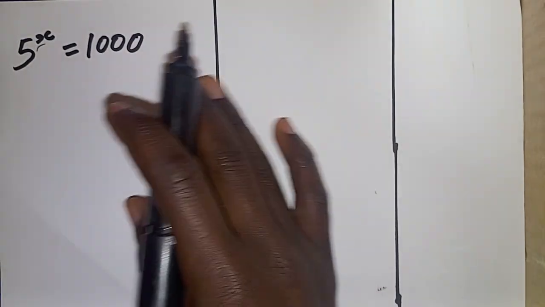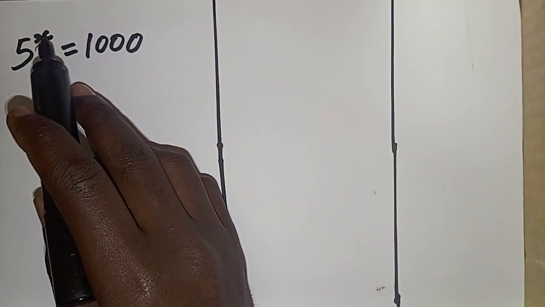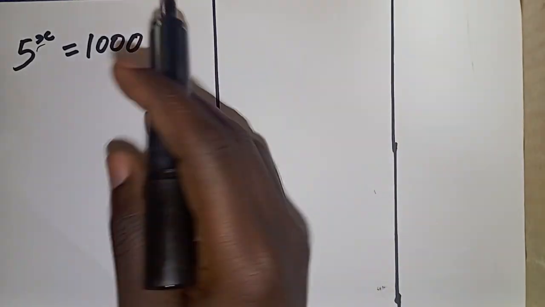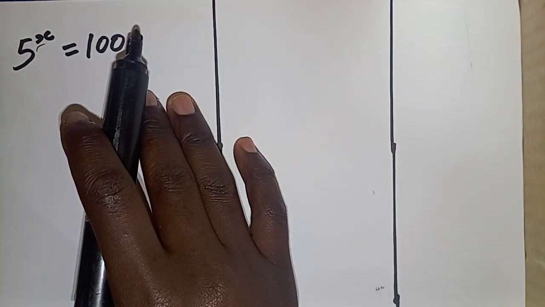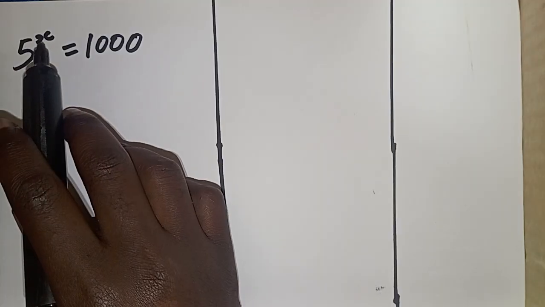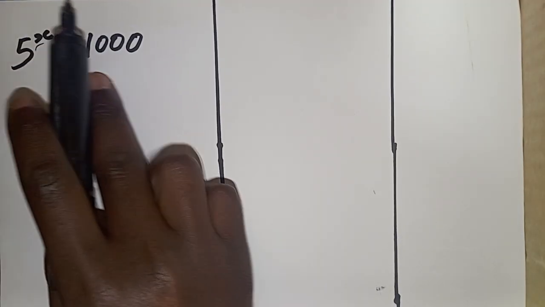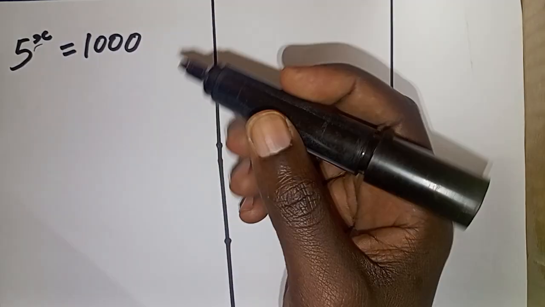Welcome to another video. So we have 5 to the power x is equal to 1000. We are required to predict or find the actual value of x. If we substitute here, then the output should give us 1000.